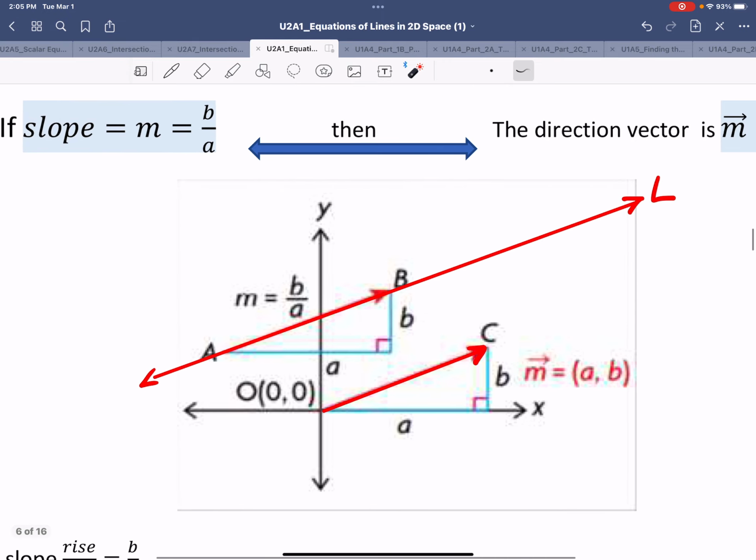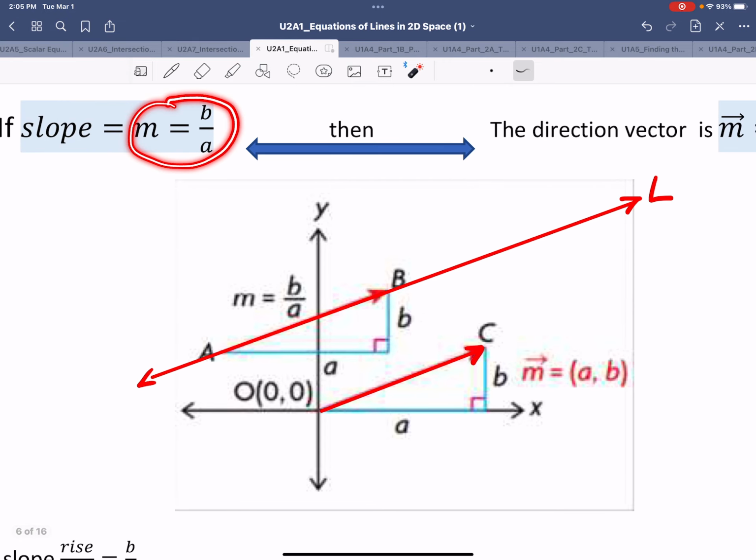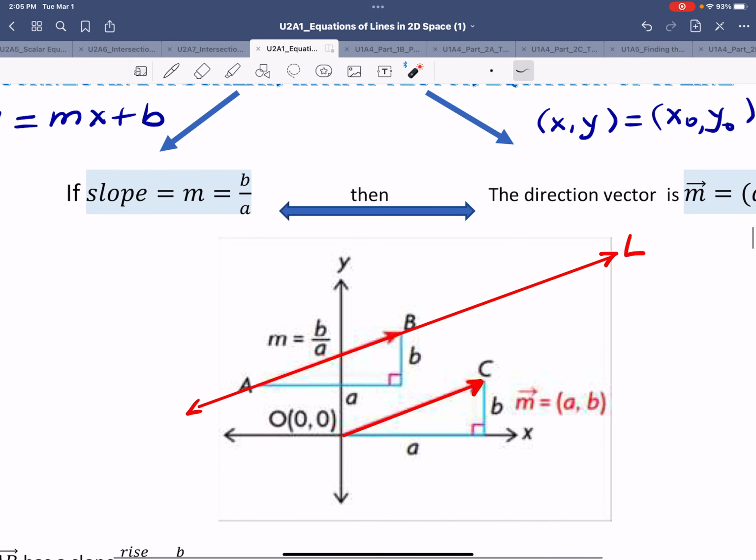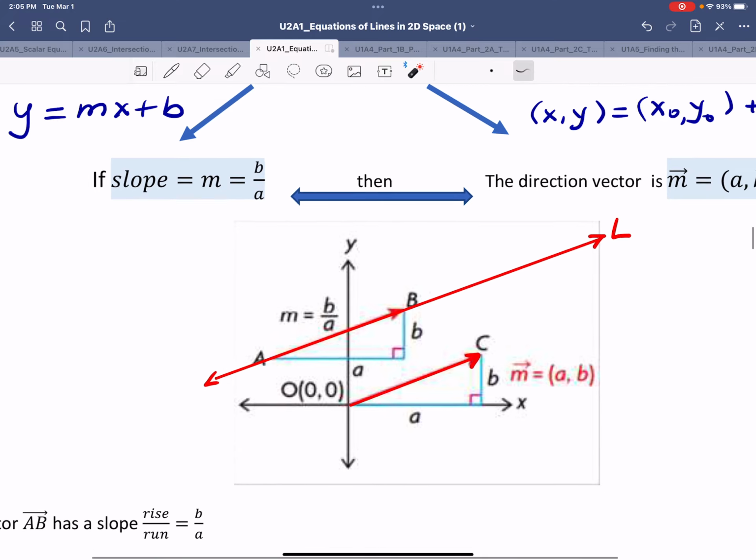Now, if you compare the slope of the line when given in slope y-intercept form, and the coordinates of the direction vector when the line is in vector form, you can tell that there is a connection here. If the slope is b over a, then the direction vector of that same line can be created by switching these two coordinates. The denominator will be the x coordinate, and the numerator will be the y coordinate of the direction vector.